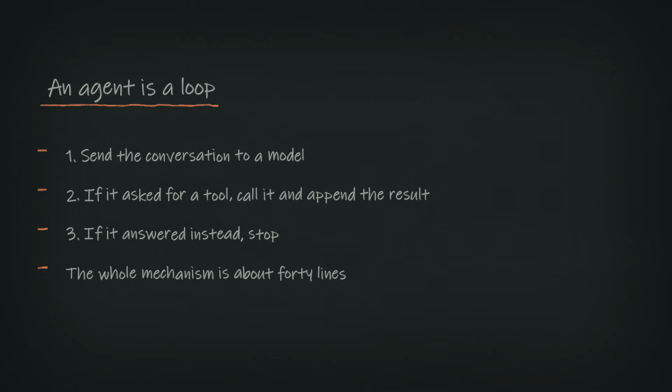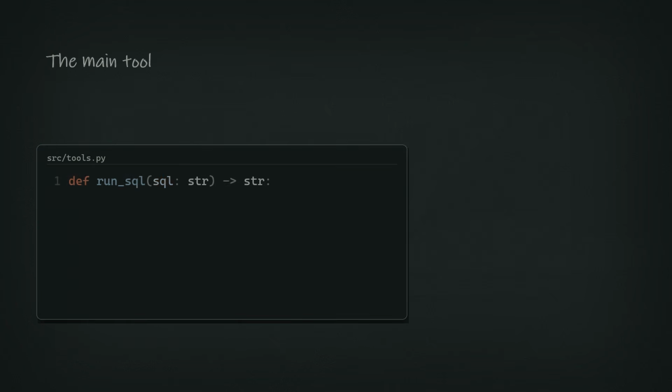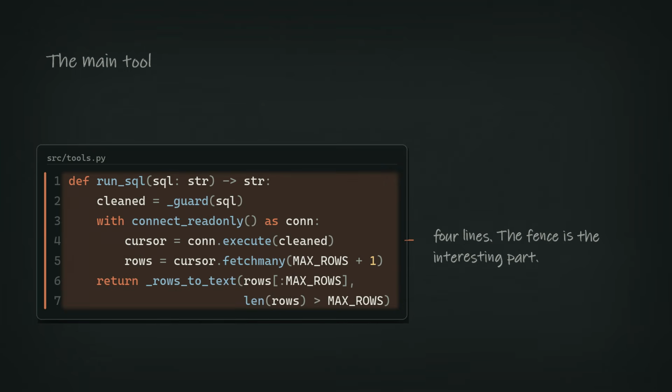So, if the loop is trivial, where does the quality come from? Two places: what the model is allowed to call, and what you asked it to do. Tools and brief. Let us do tools first. Open tools.py. Here is the most important function in the project, and it is 4 lines long. Run SQL. It takes a statement, it checks it, and it runs it.